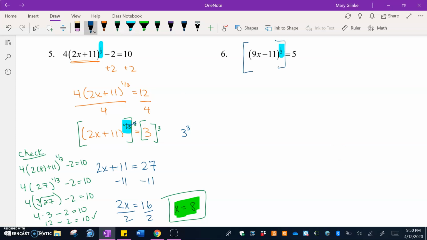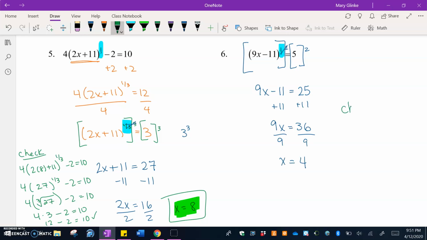So now we can go ahead and raise both sides to the opposite power. So the 1/2, the inverse operation of that, is going to be the second power. Those cancel each other out. We get 9x minus 11 equals 5 squared, which is 25. And we're going to go ahead and solve that resulting equation.